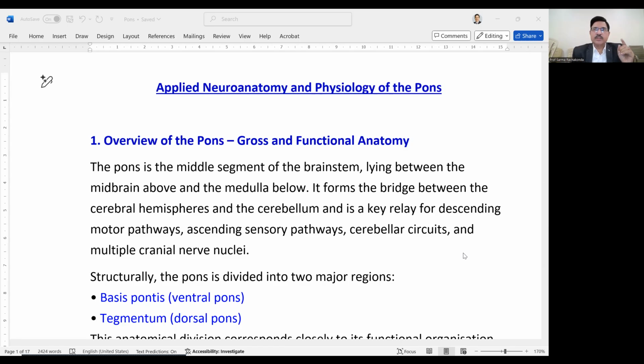There is also another nucleus in the midbrain. Last time we mentioned the Edinger-Westphal nucleus. That is the parasympathetic component which supplies the eye. So the eye has the sympathetic drive and the parasympathetic drive. The parasympathetic component of the eye, particularly the pupil, is supplied by the Edinger-Westphal nucleus. Okay, that's about the midbrain. Coming to the pons, just as there, we also have two parts, the ventral part and the dorsal part. The ventral part is called the basis pontis. The dorsal part is called the tegmentum.